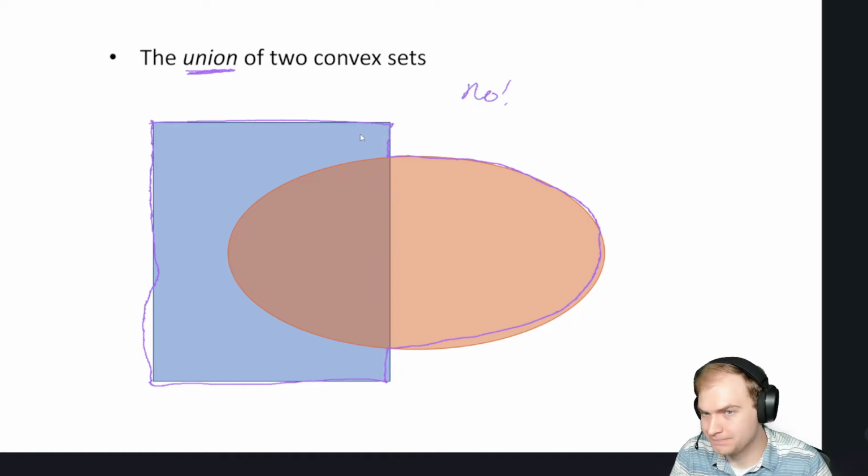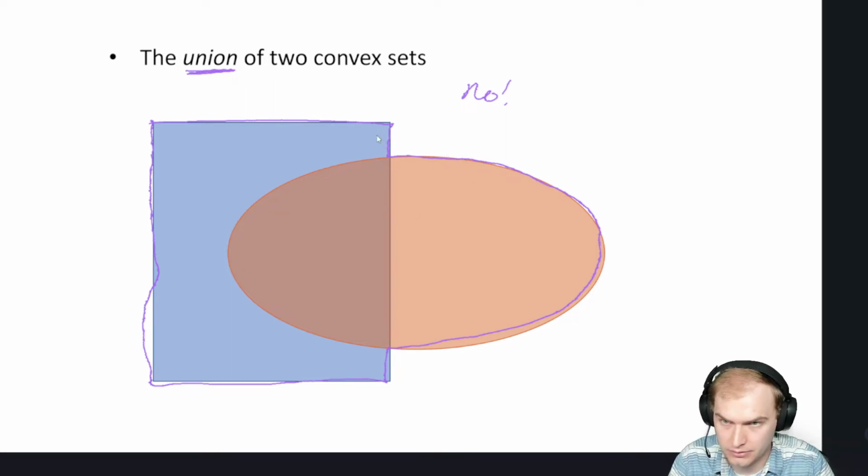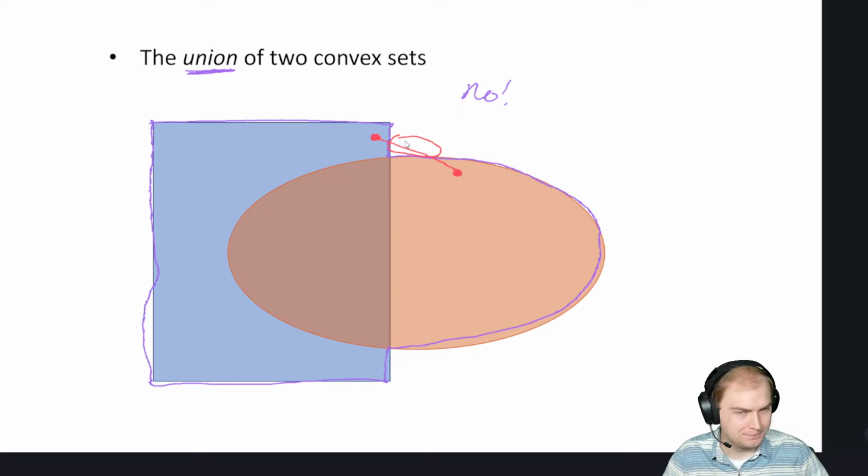The answer is no. It's not convex. If we have these two points, for example, we draw the straight line between them. Let me use a different color. All of this section of the line is outside the set. So this is not convex. And this is true in general for two convex sets. The union may not be convex.